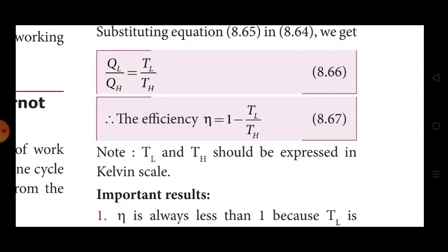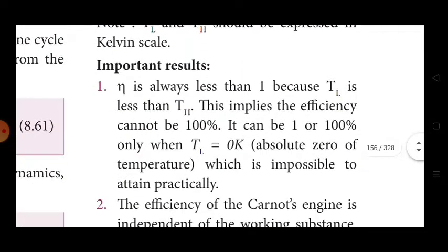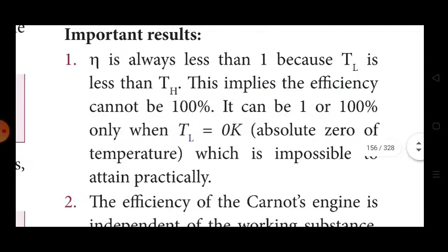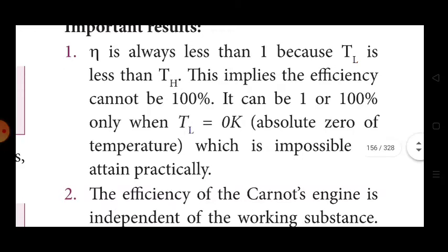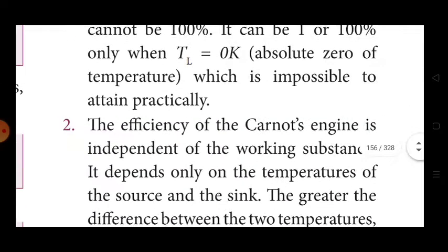The important results: one, eta is always less than 1 because TL is less than TH. This implies that efficiency cannot be 100%. It can be 1 or 100% only when TL is equal to 0 Kelvin. That means absolute zero temperature, which is impossible to attain practically.